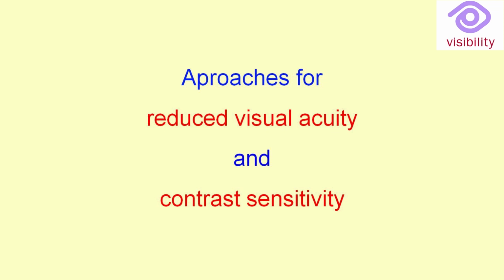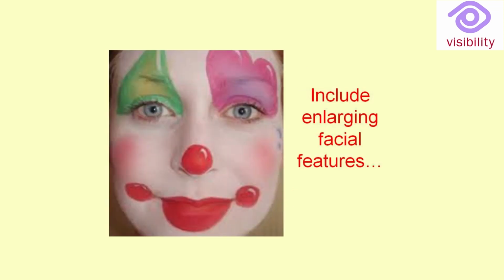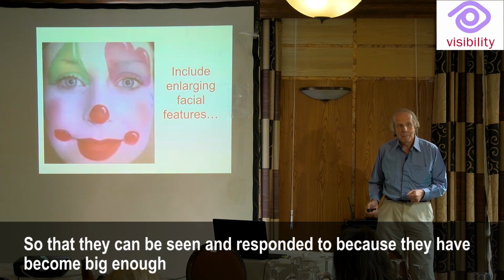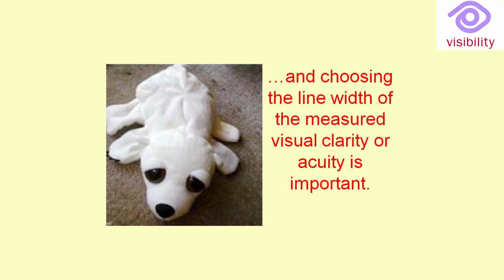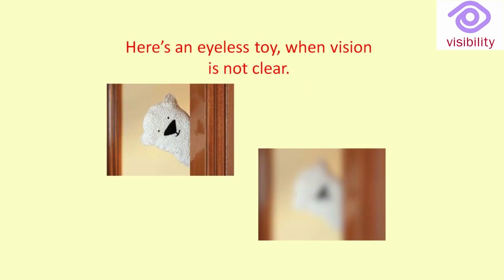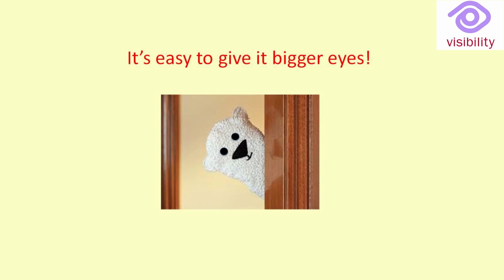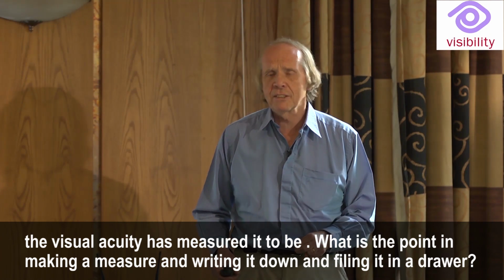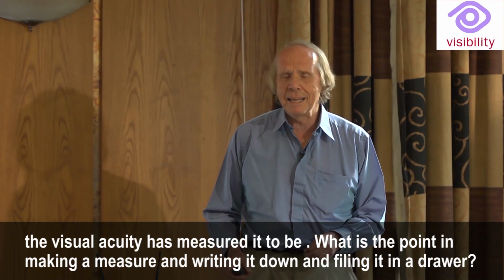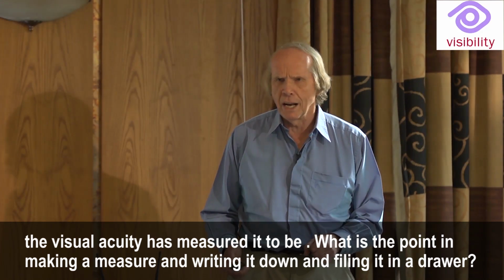For approaches for reduced visual acuity and contrast sensitivity, one can play games and enlarge one's facial features so that they can be seen and responded to because they've become big enough. And making important bits like the eyes visible, and choosing the line width of the measured visual acuity or clarity is important. Here, it's an eyeless toy when vision is not clear. So it's easy to give the toy bigger eyes and to do exactly the same right the way through every single page of every book where the eyes are measurably smaller than the visual acuity has measured it to be. What is the point in making a measure, writing it down and filing it in a drawer?